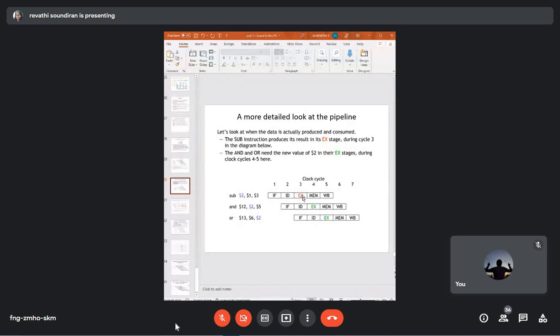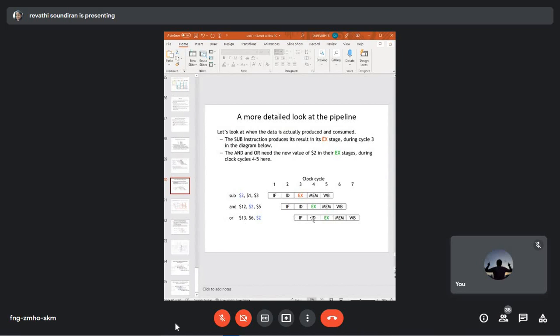If you see this AND and OR, they need the new value in their execution stage, which is happening in their fourth and fifth cycles correspondingly. You have to understand that only during the fifth cycle is it going to write back the value into register 2. But for executing the AND operation in the fourth clock cycle, it requires the value in the second register, and it is not available. It is available only in the fifth clock cycle.